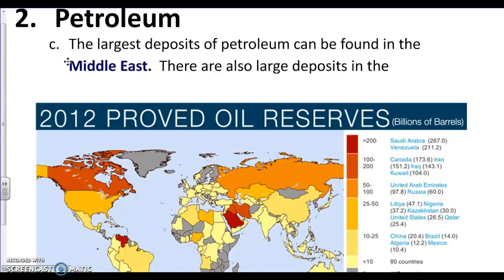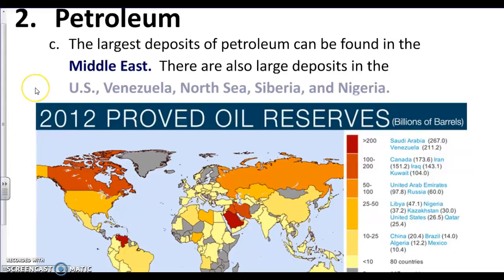Okay. Now, as you can see from the map, there are large deposits in the U.S., Venezuela, Canada, the North Sea. Okay. Over here, Siberia, of course, part of Russia, Nigeria, and so on. Okay, so that'll be part of it.